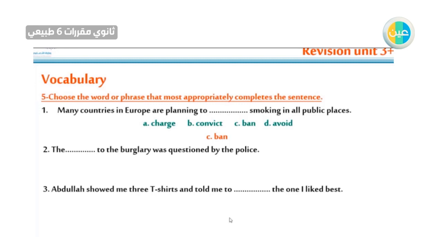The burglary was questioned by the police. The what? The hostage, witness, murderer, or hijacker. Questioned by the police, the burglary. So this is the crime. And we need what? Yes, witness. Someone who watched what happened.